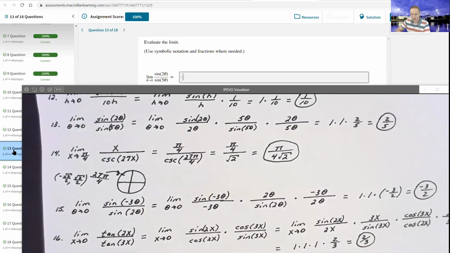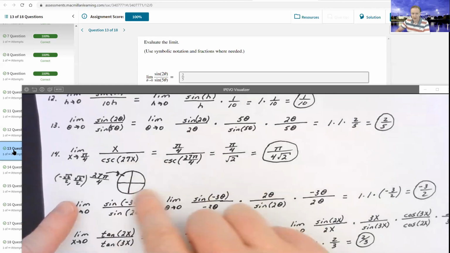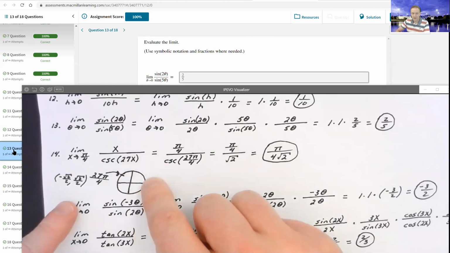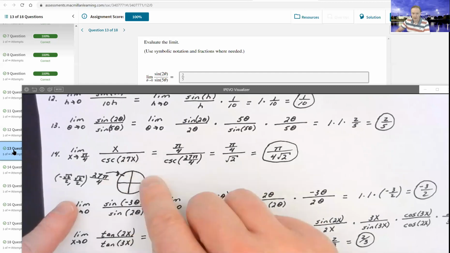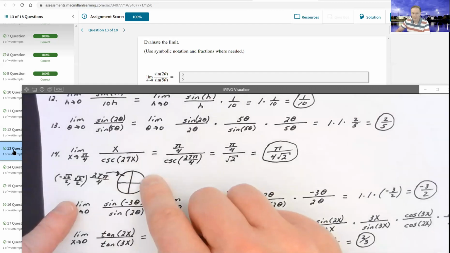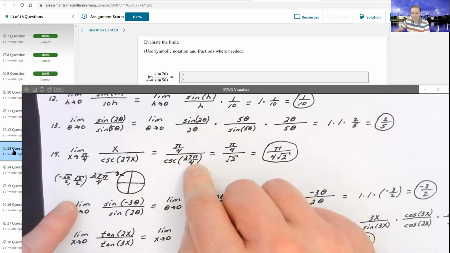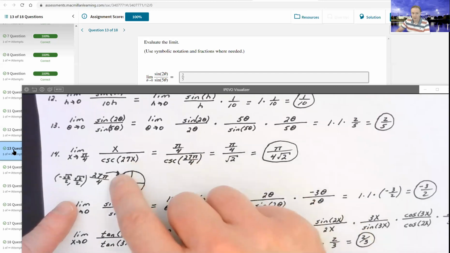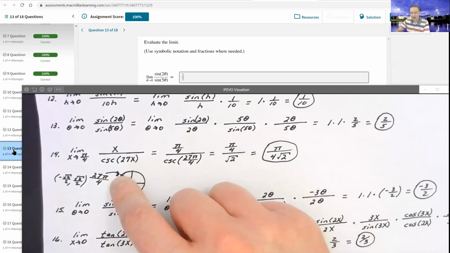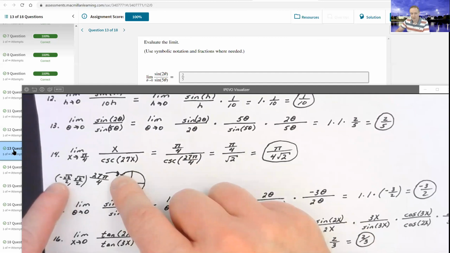So I'm thinking, okay, I know 6 pi is 3 revolutions of the unit circle, because 2 pi plus 2 pi is 4 pi plus 2 pi is 6 pi. So 27 pi over 4 is 6 pi plus 3 pi over 4. So I just thought, then 27 pi over 4 is coterminal to 3 pi over 4, which means its cosine is the negative square root of 2 over 2, and its sine is the square root of 2 over 2.